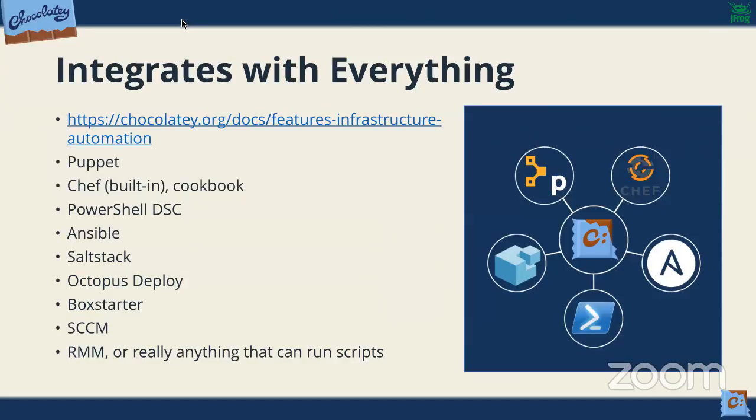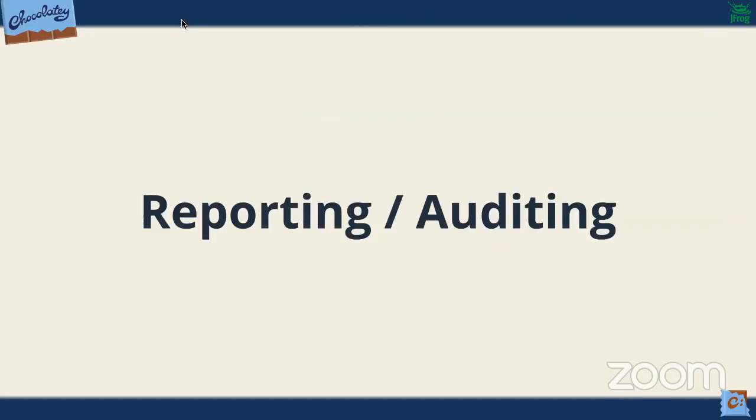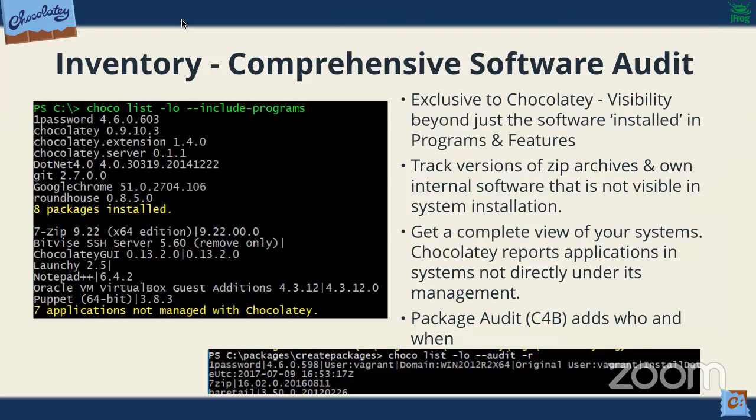But you can also use Octopus Deploy with Chocolatey, Boxstarter, SCCM if you want to go that route. And the great thing about Chocolatey is as you move from one of these technologies to another, maybe you're going to a more modern automation approach, you get to bring your Chocolatey packages with you because they are independent deployment artifacts.